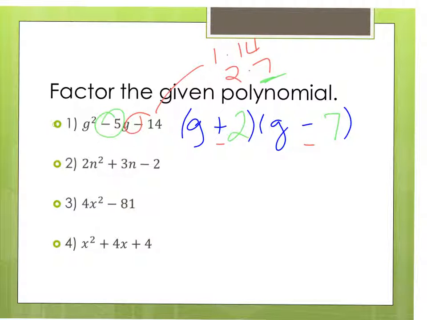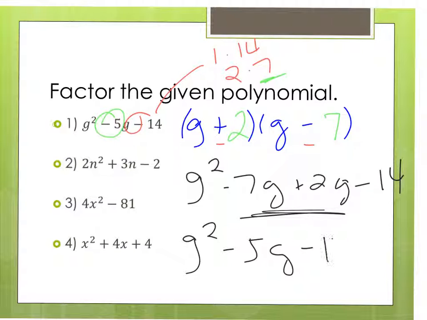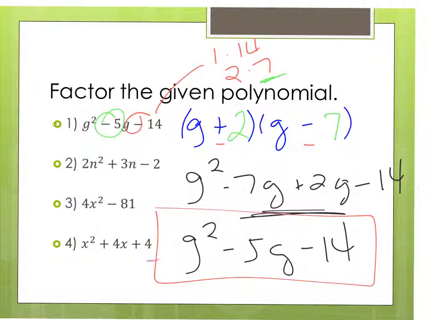So for the sake of just showing you how to do it, I'll go ahead and FOIL this. G times G gives me G squared, and my outside terms give me -7G. My inside terms give me a plus 2G, and my last terms give me a -14. Combine my like terms, which are right here on the inside, that gives me a final answer of G squared minus 5G minus 14. And as you can tell, my final answer right here matches my original trinomial, so I know I have it right.